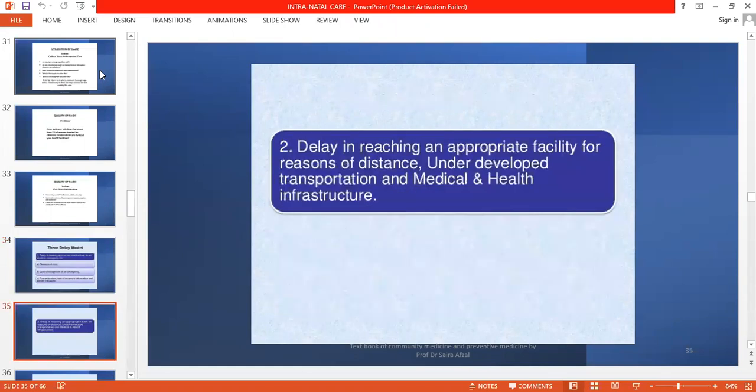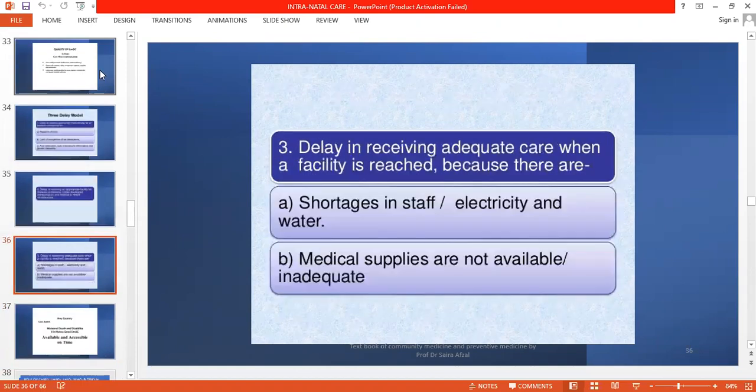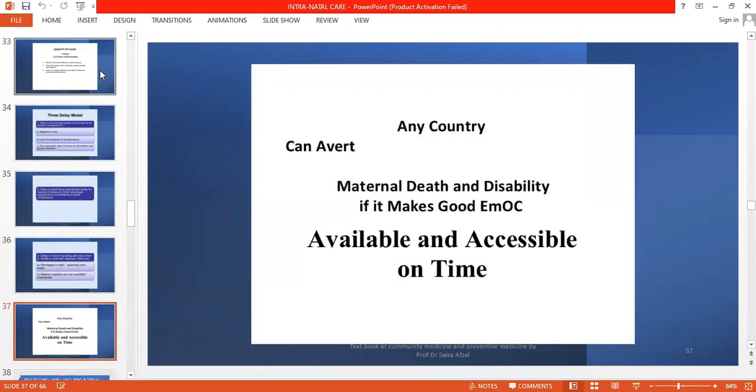Second, delay in reaching an appropriate facility, for reasons of distance, underdeveloped transportation, and medical and health infrastructure. Third, delay in receiving adequate care when a facility is reached, because there is a shortage of staff, electricity, water, and medical supplies are not available, or maybe the medical supplies are inadequate.